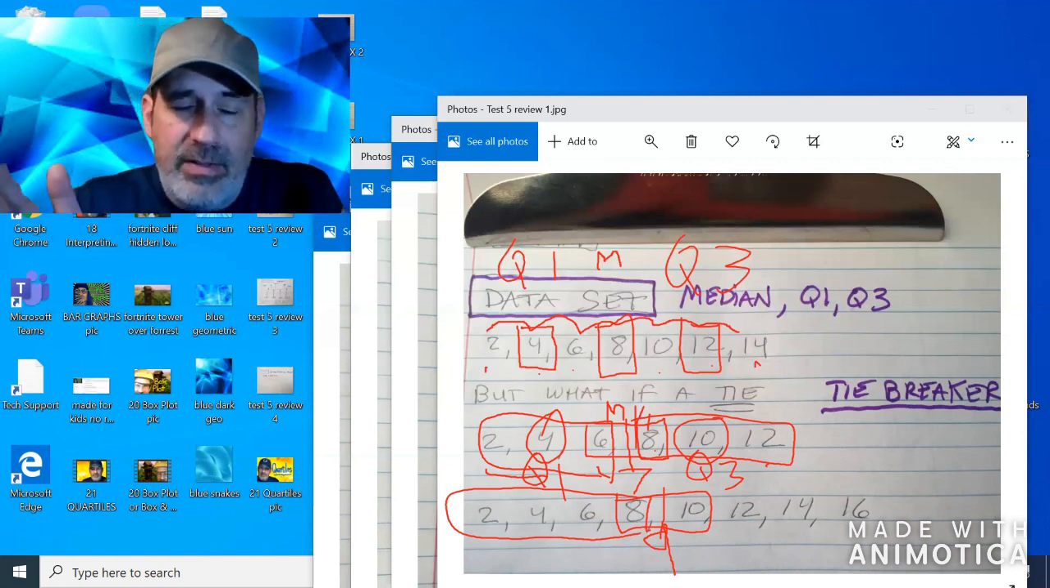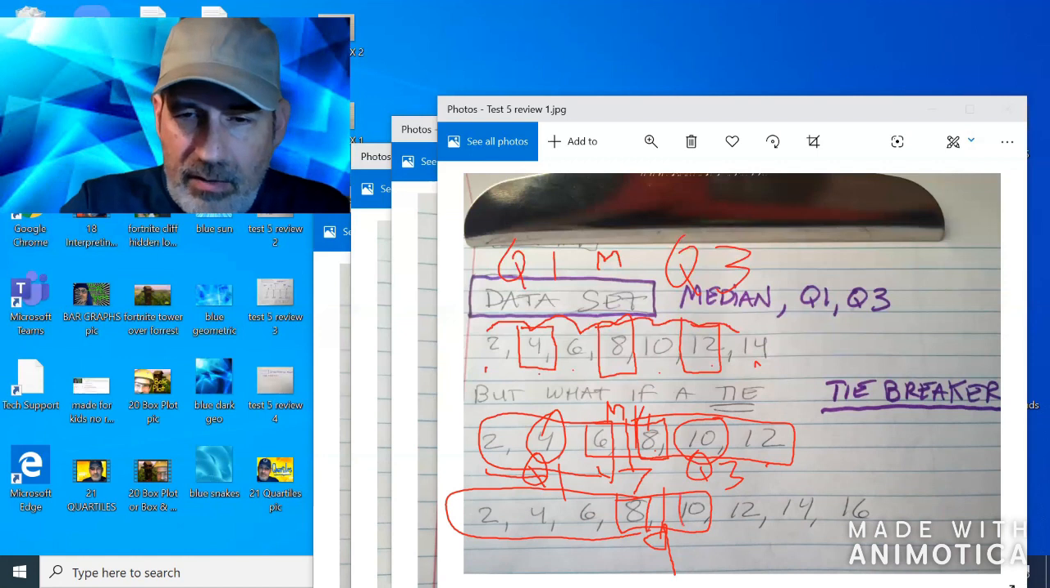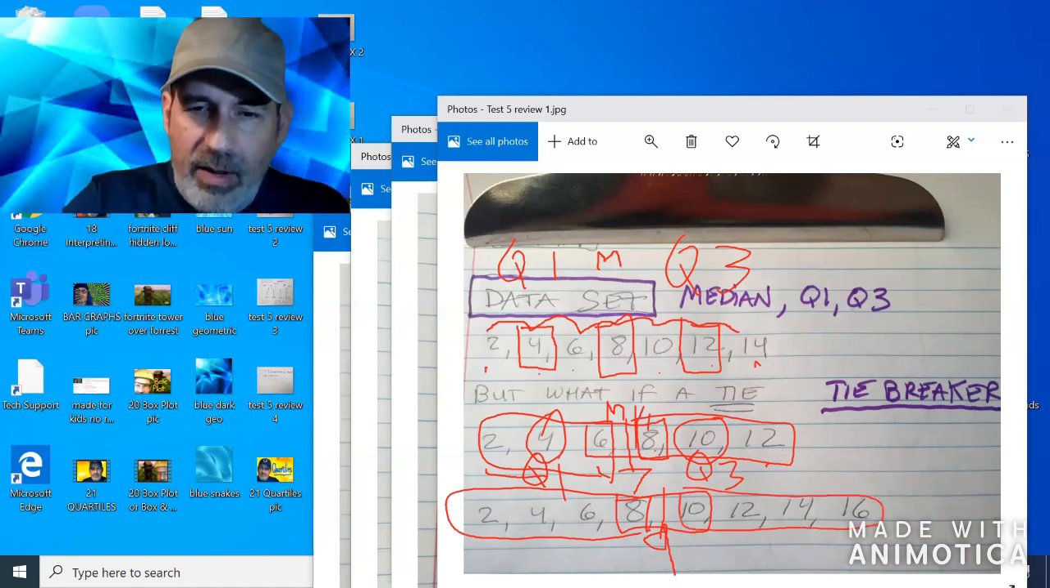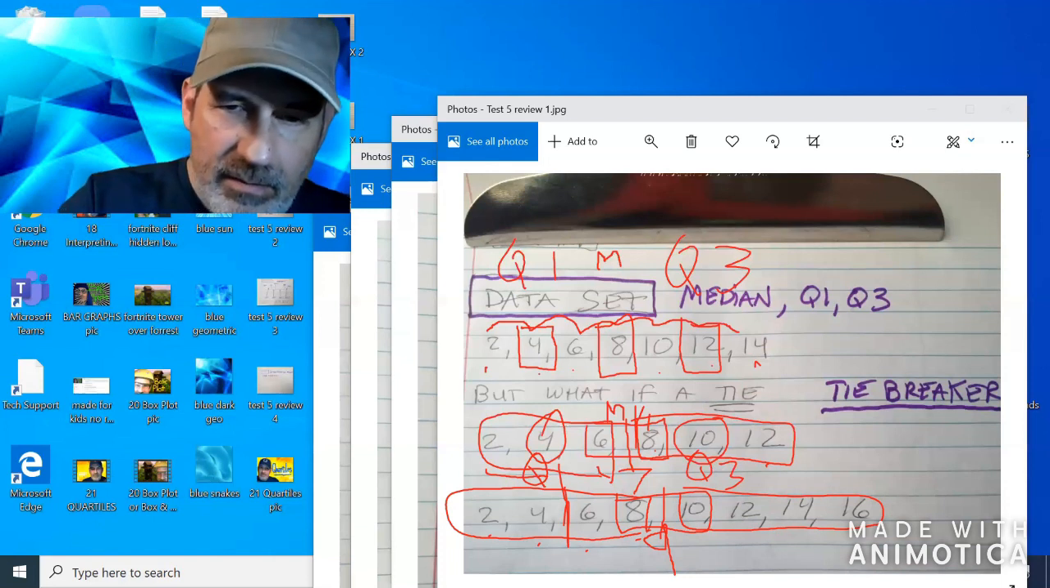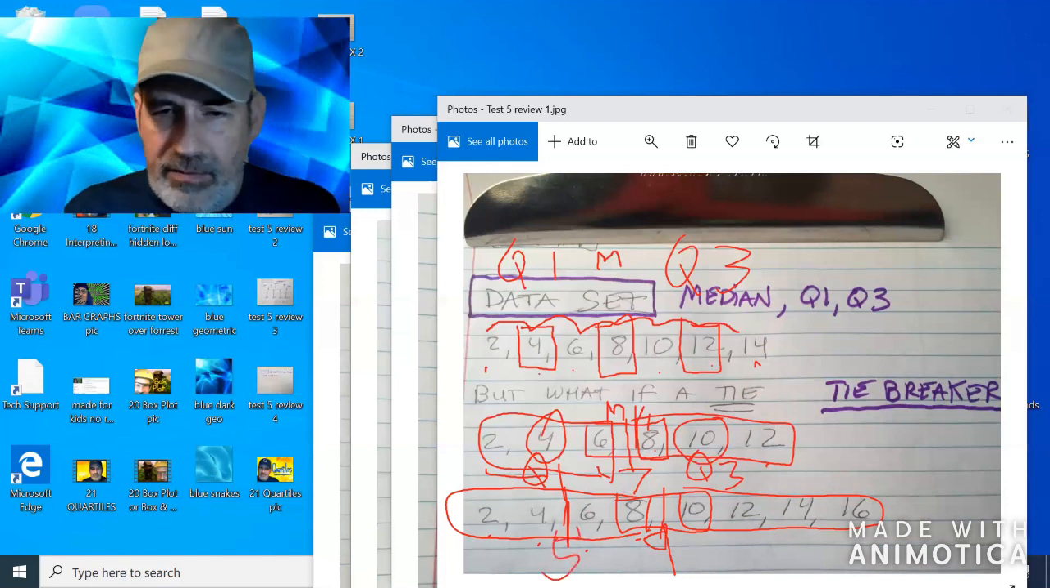So it is still available. It's still in play. And same thing with the 10 over here, okay? So halfway between these 4 numbers, 2, 4, 6, 8 is going to be right here. What's halfway between 4 and 6? 5. So my Q1 is a 5.